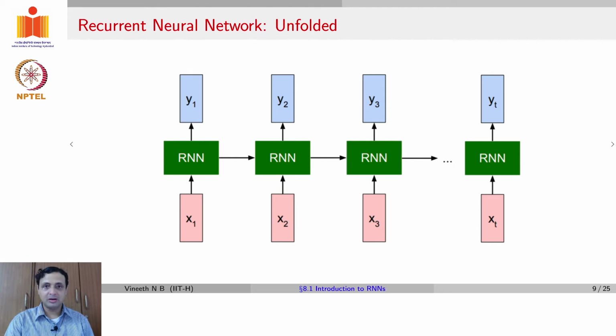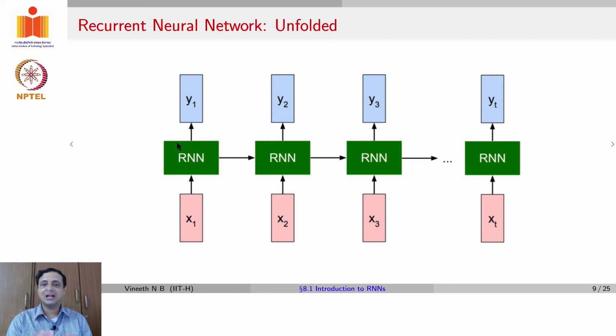If one unfolded the recurrence, you would get a network such as this, where you have a set of inputs x1 to xt over time. That's a sequence of inputs, and that's why we are looking at this as a sequence learning problem. For each input, you give that input to an RNN block. This RNN block could be a single hidden layer, could be multiple hidden layers, could have skip connections, or could have any other architecture inside this RNN block.